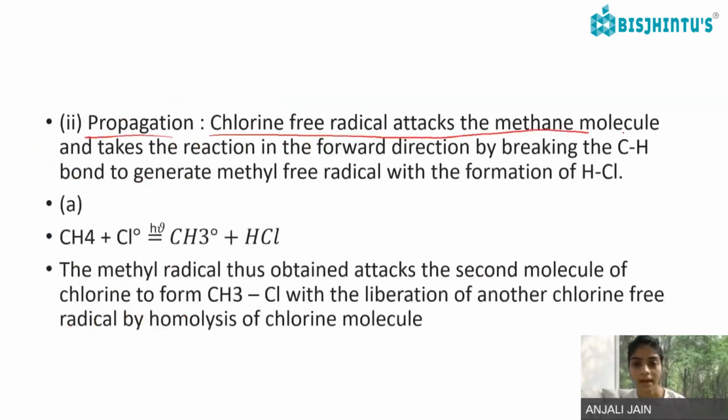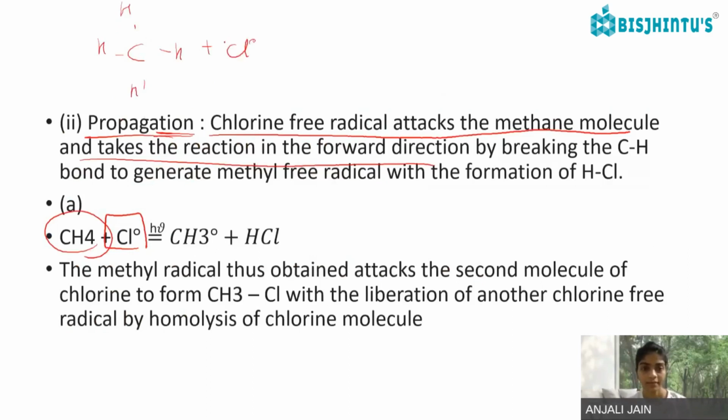Propagation: the chlorine free radical attacks the methane molecule and takes the reaction in the forward direction by breaking the C-H bond. In methane, I have 4 C-H bonds. Then the chlorine free radical will attack any of the hydrogens, take it, and give you HCl and the CH3 free radical, in the presence of sunlight. Here h nu stands for sunlight.